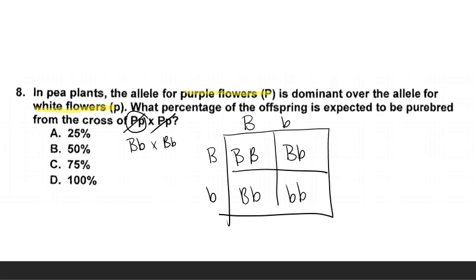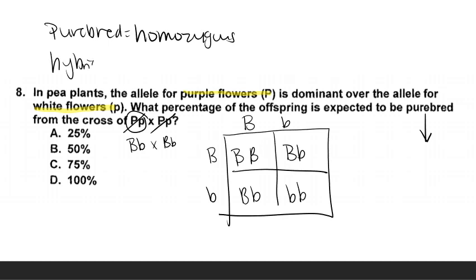And so it's asking you what percentage is expected to be purebred. And remember, purebred means homozygous. And then we have hybrid, which means heterozygous. So keep that in mind while you're answering those questions.